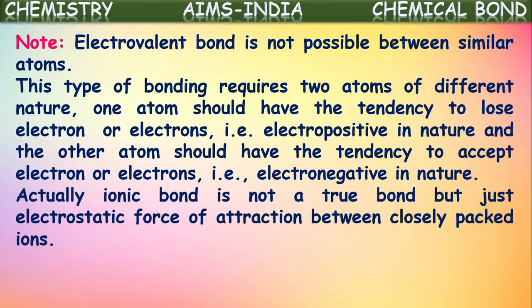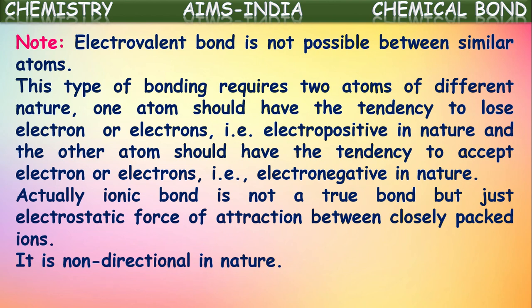Actually, ionic bond is not a true bond, but just electrostatic force of attraction between closely packed ions. So we can say here ionic bond is just attraction between the oppositely charged ions. That's why we say it is not actually a true bond. There is no linkage between the atoms. Just because of attraction, they will be held together. That is why we say ionic bond is a non-directional bond.